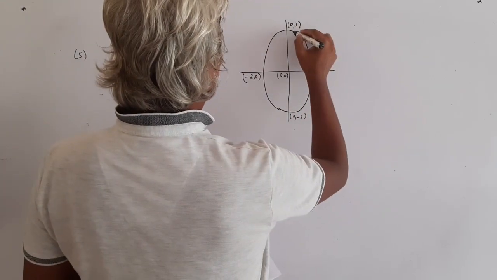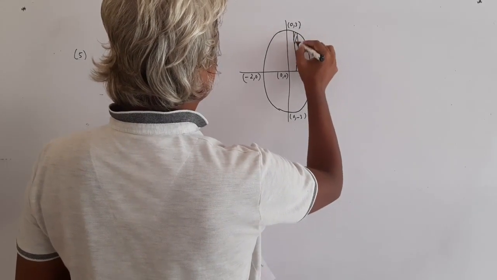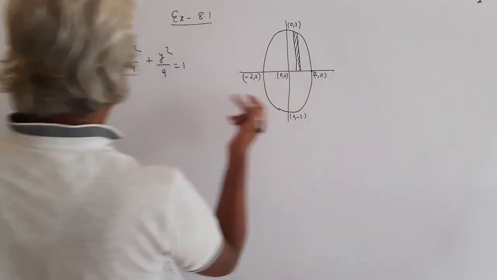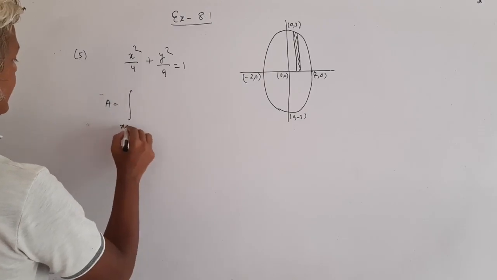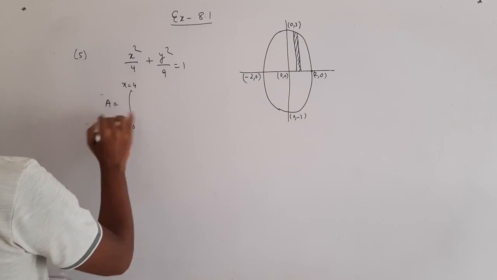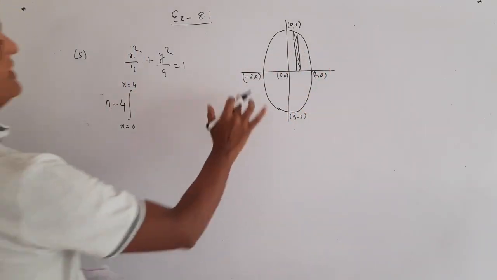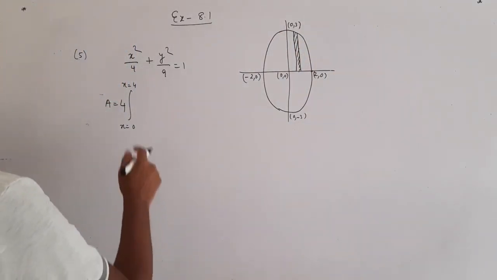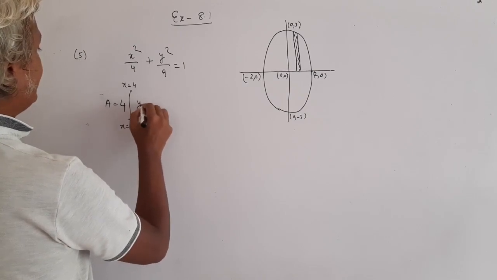So if I take my strip like this, it will be ranging from 0 to 2, so no problem. Our area A is 4 times the integral from x equal to 0 to 2, because we are discussing the first quadrant and we have to find the whole area of the ellipse. And now here we need y dx.